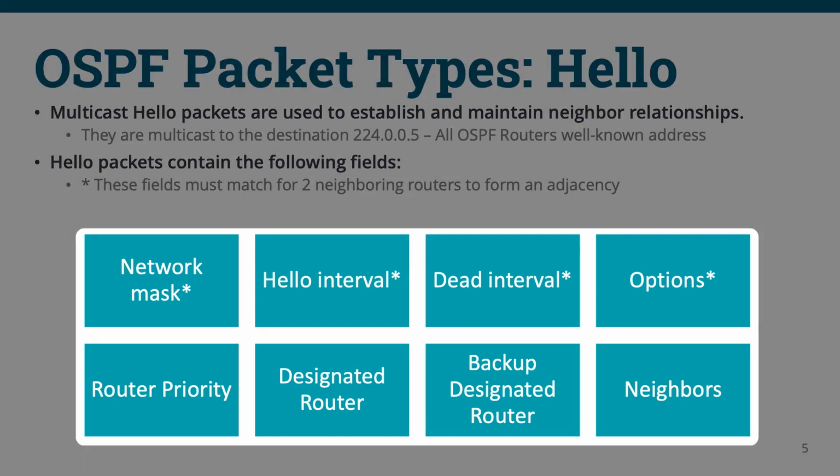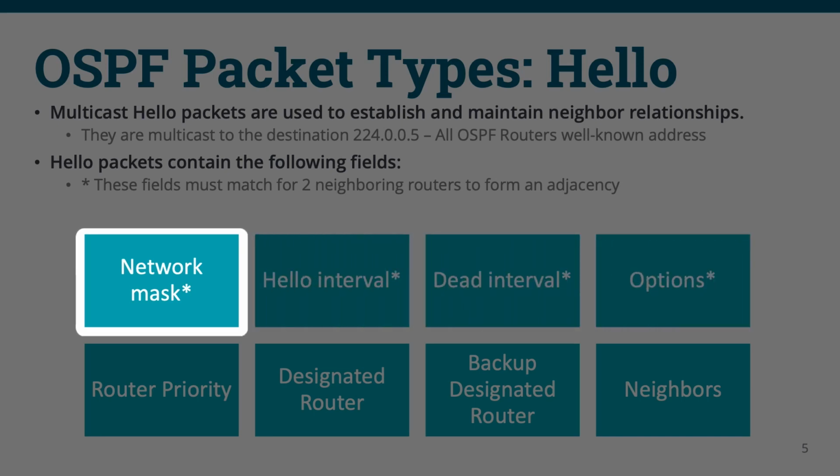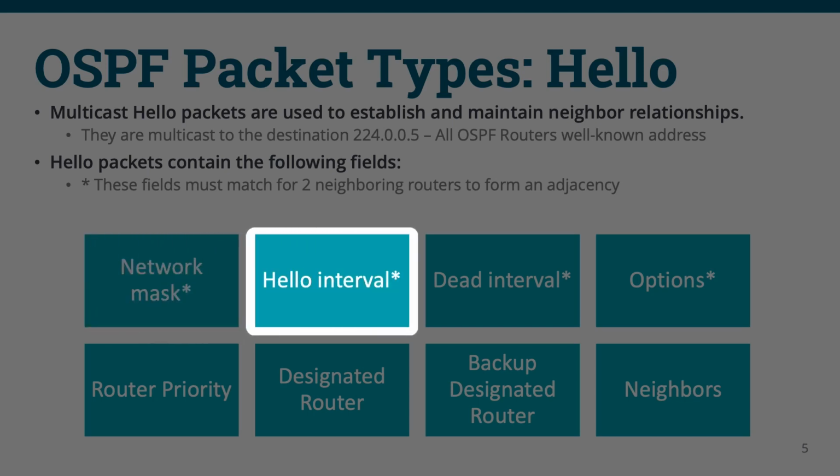In the diagram below, we see the fields included in the OSPF hello packet. The fields marked with an asterisk are required to match between OSPF-speaking routers for a neighbor relationship to form. The network mask is the prefix length of the network that the advertising interface is configured for. The hello interval is in seconds and is the frequency at which the advertising router will send hello packets, which are also used as a keep-alive mechanism in OSPF.